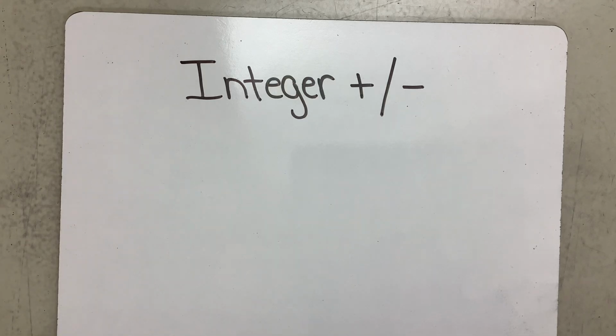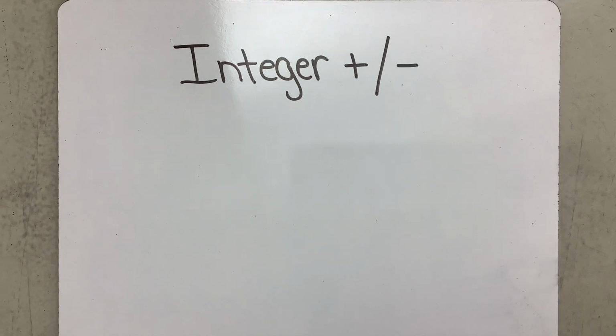Alrighty, so one of the things that we are talking about in 6th grade is a 7th grade standard. But when you go into 7th grade, you're going to jump into rational numbers, meaning decimals and fractions. So we are working on integers, just the whole numbers, and how to add, subtract, multiply, and divide them.